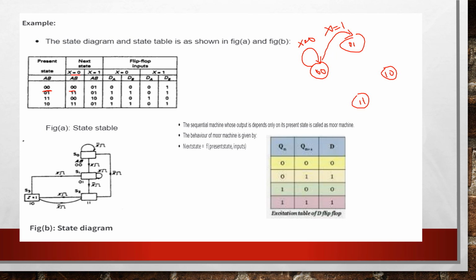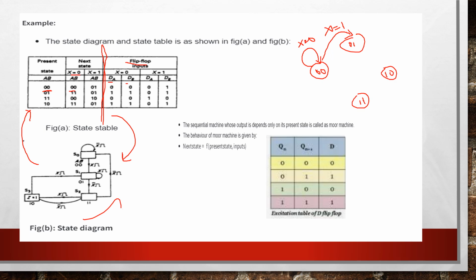Likewise, we can repeat the operation for all the other states and we will obtain the state diagram. From the state table given up to this, we can obtain the state diagram, or from the state diagram we can obtain the table up to this value. Then about the flip-flop inputs: here we are taking the D flip-flop. Again we are stating x equal to 0 here, x equal to 1 here.